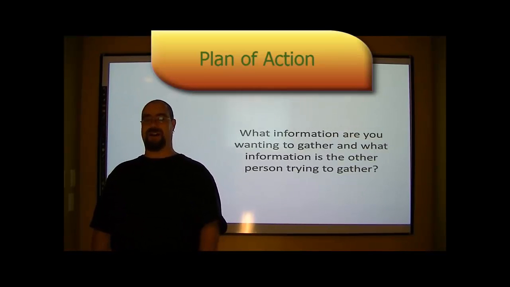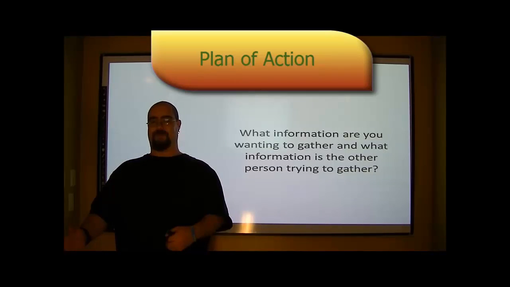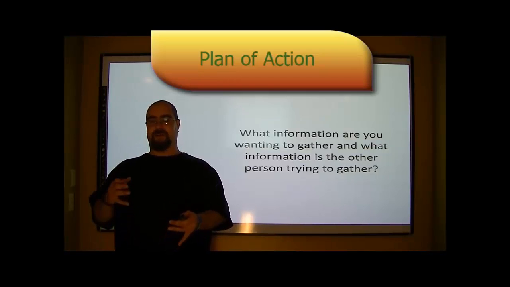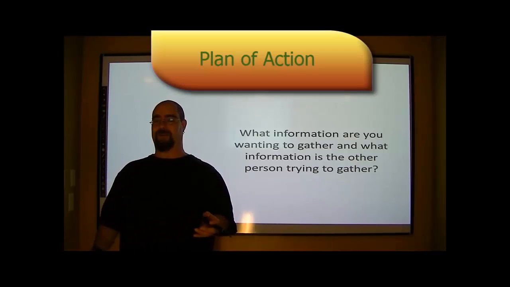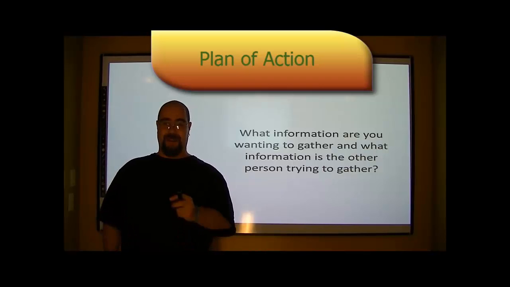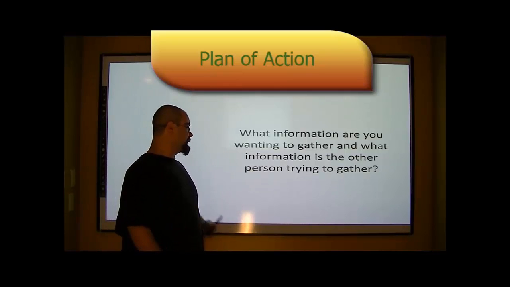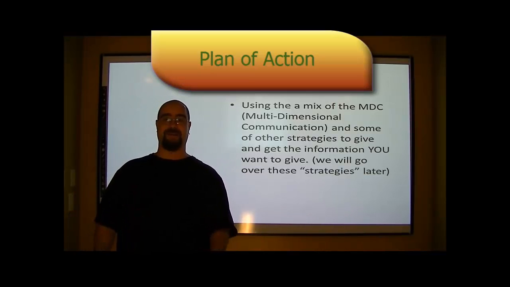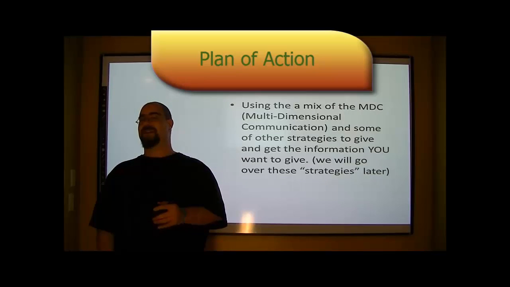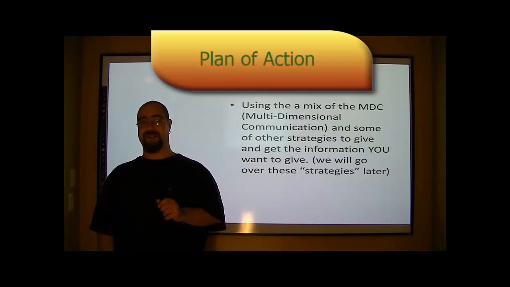What information are you wanting to gather? And what information is the other person trying to gather? When you interact with someone, you're always trying to pick up something. You're always trying to get some type of information, no matter what type of information it is. But in exchange, they're trying to do the same thing. That's what interpersonal interaction is all about. Using a mix of MDC, multidimensional communication, and some of the other strategies that we will go over to get some information you want. Again, we will go over these strategies a little later.